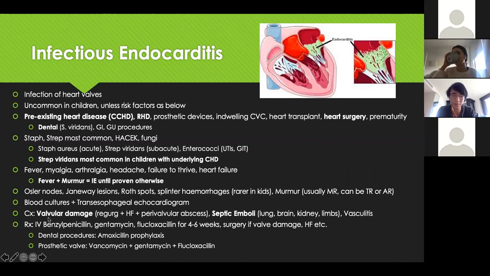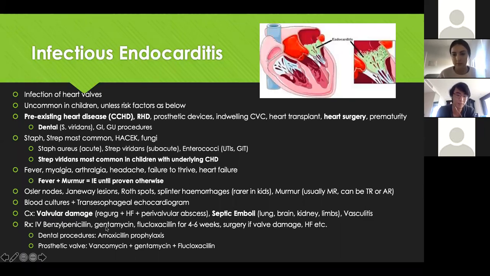And so you treat it similar to the way you treat adults. So IV benzylpenicillin, gentamicin, and flucloxacillin. The main reason we give gent is that it gives you kind of synergistic efficacy with your fluclox. And this is a 4 to 6 week antibiotic regimen. If you've got heart damage, you can also give surgery, and you can treat the heart failure if they've got heart failure with the medications we've talked about before.